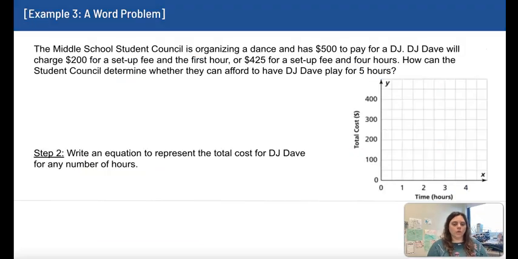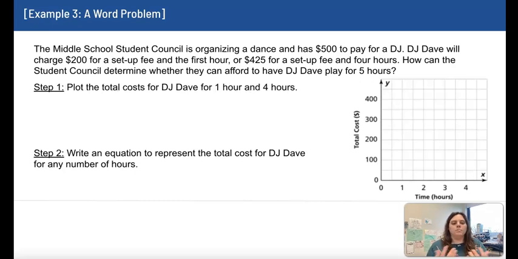Let's take a look at a word problem, and how we might take a word problem and use these ideas. A middle school student council is organizing a dance and has $500 to pay for a DJ. DJ Dave will charge $200 for a setup fee and the first hour, or he'll charge $425 for a setup fee and 4 hours. How can the student council determine whether they can afford to have him play for 5 hours? So the question is, how much does he cost for 5 hours? We know for 1, we know for 4, how much for 5?